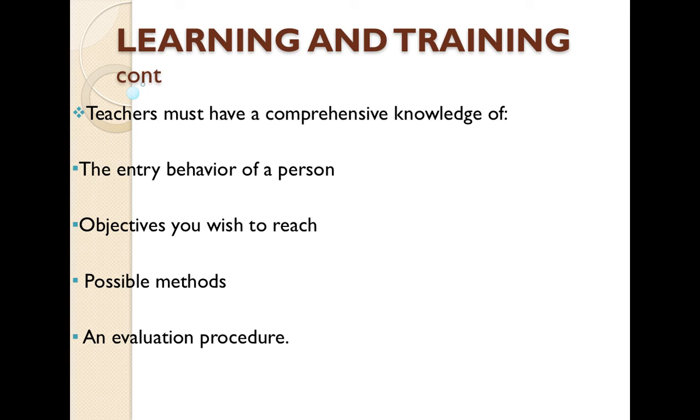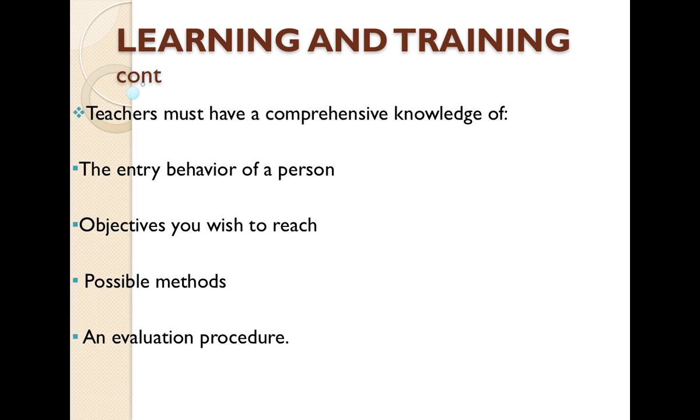For example, we may have long-term objectives and short-term objectives. Based on these objectives and the entry behavior, we are going to derive certain possible methods, such as where to begin. We also have to set alternative methods in case we fail to achieve what we want with the first method. We may, for example, put a plan B. And then the last point is evaluation and procedure, which is what we do to determine whether this person achieves these objectives or not.